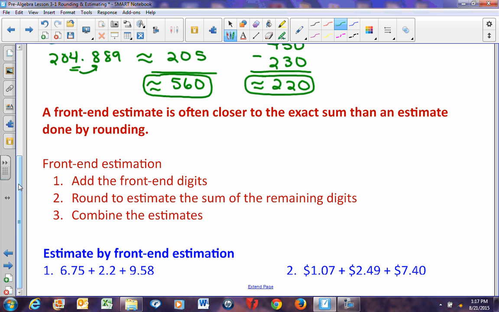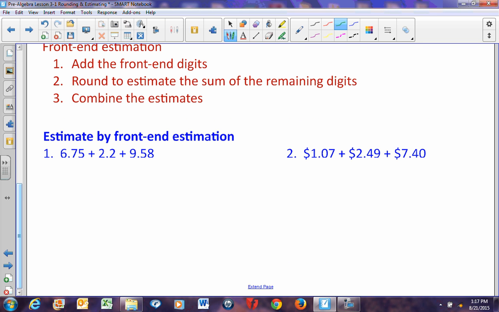Now, let's take a look at an example here. It's going to be a whole lot easier to understand. Okay? So I'm going to take 6.75, 2.2, and 9.58. First thing I'm going to do, I'm going to add my front digits. Okay? Because it says front-end estimation. We're going to add those. 6 and 2 is 8, 8 and 9 is 17. Put my decimal point here.